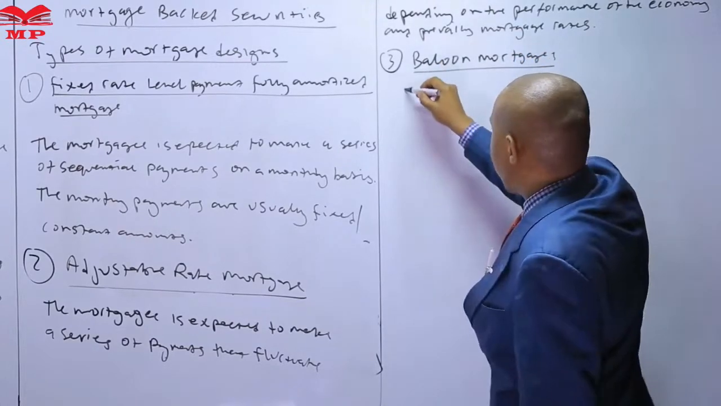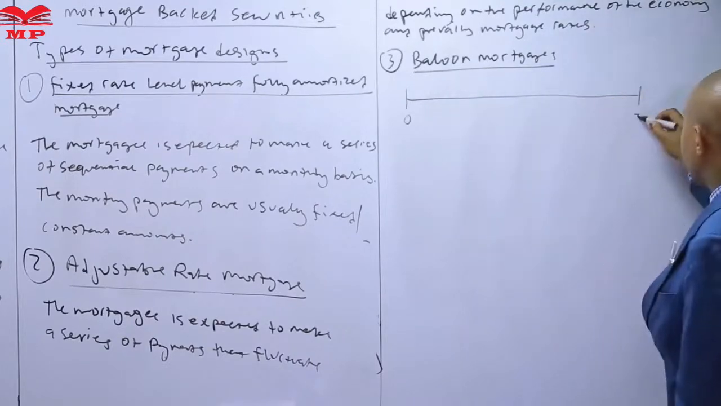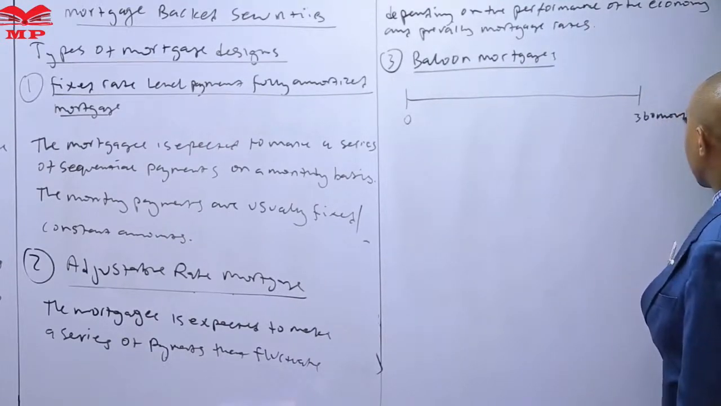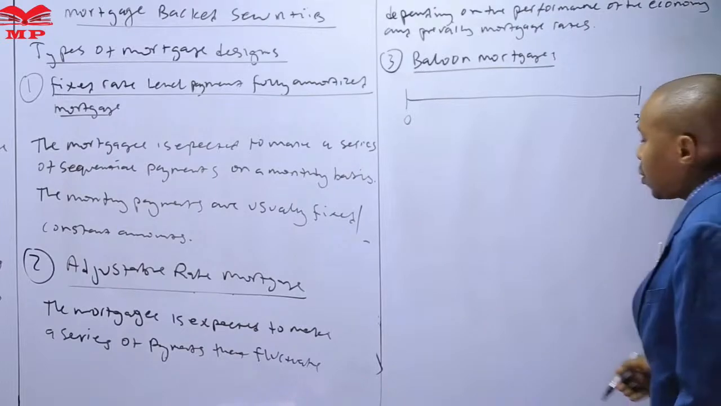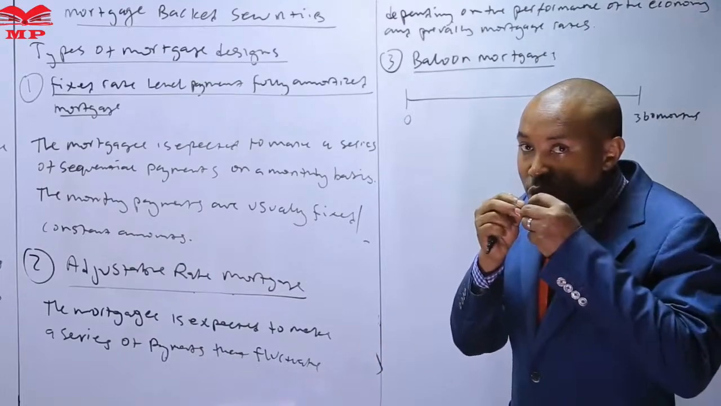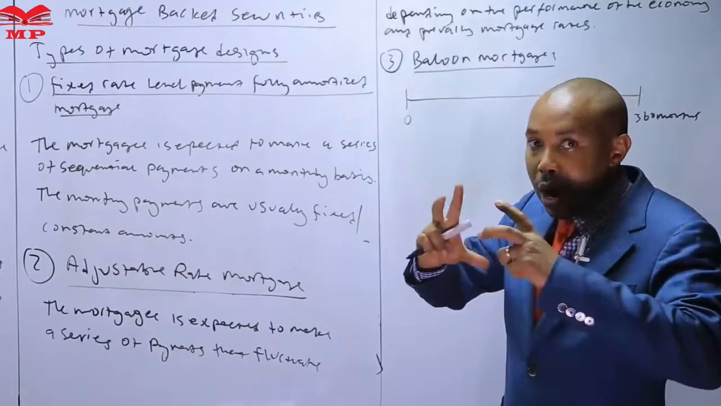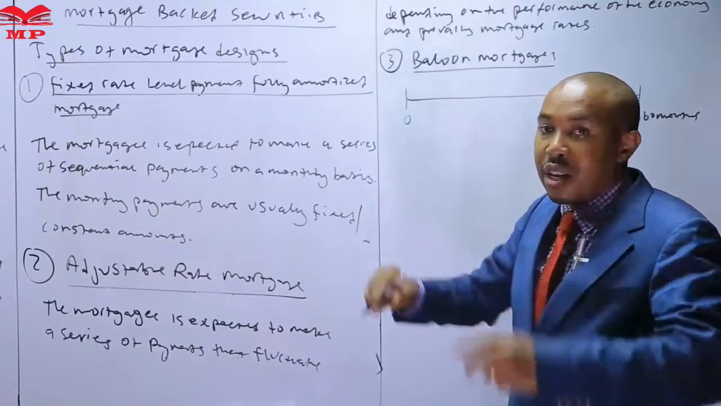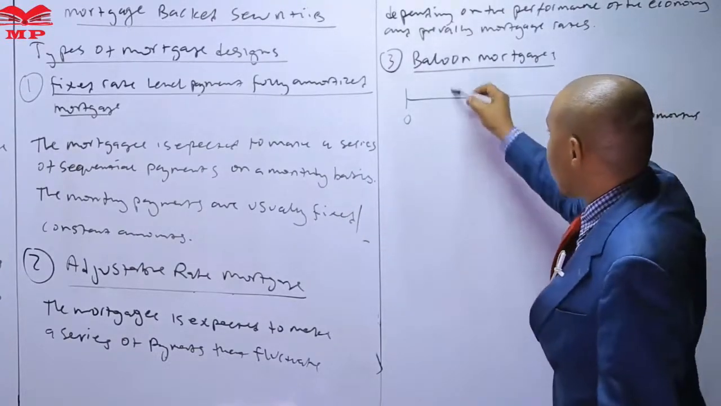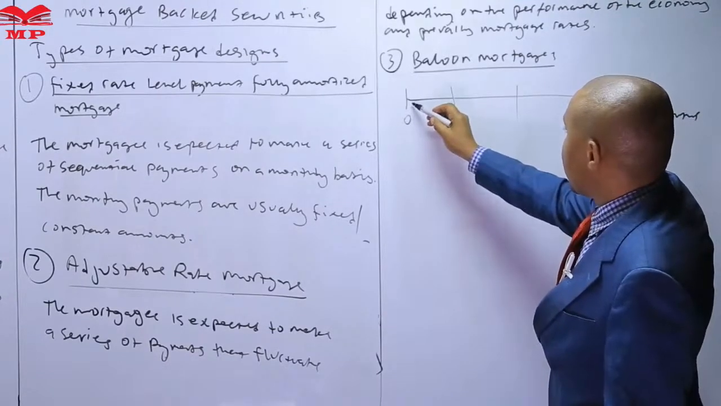Balloon mortgages, you expect it to be like so. Here you have 0 to 360 months, for example. Just the same way as you blow a balloon, you expect to see it start swelling like that, and as it swells, it reaches a point where it just pops over here. So you're saying we have a series of payments over here that increase.